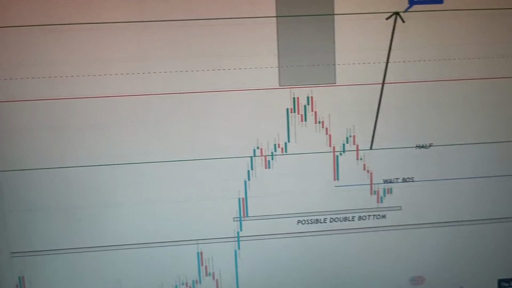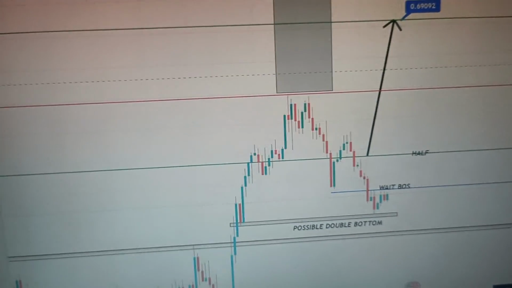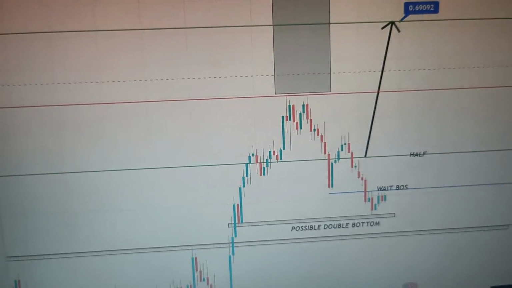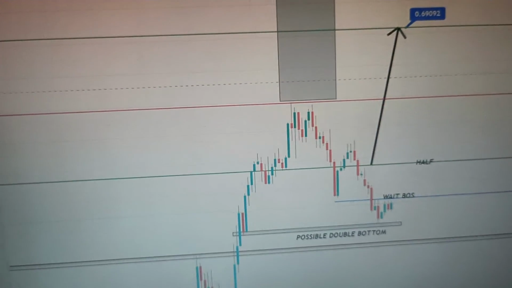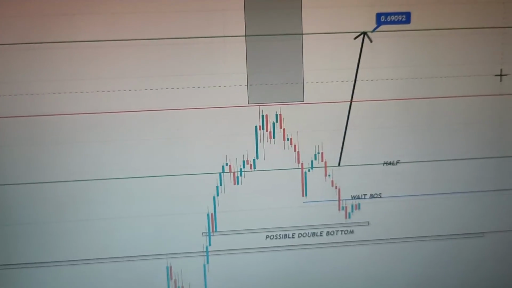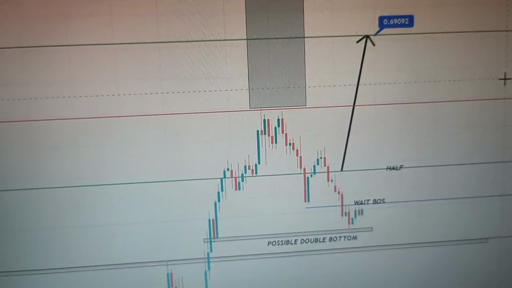So thank you so much. Today I've given you a free signal. AUD/USD is still a buy. Don't be fooled if the market is still going down. Why? Because we are on a long-term buy according to the daily inverted head and shoulder.